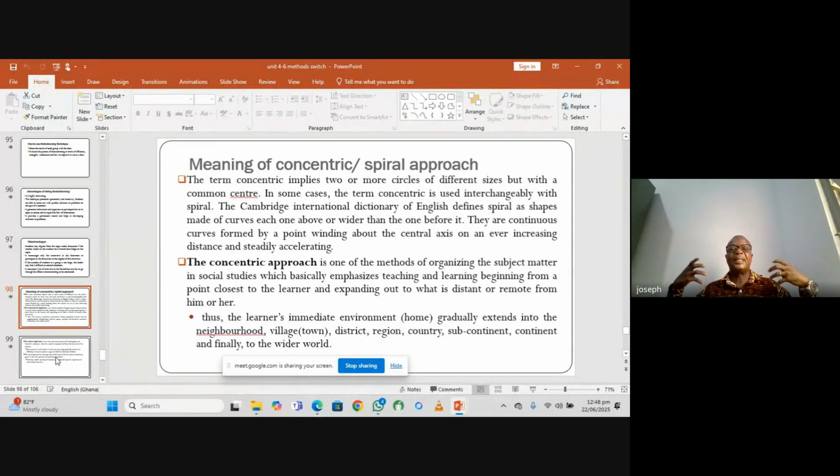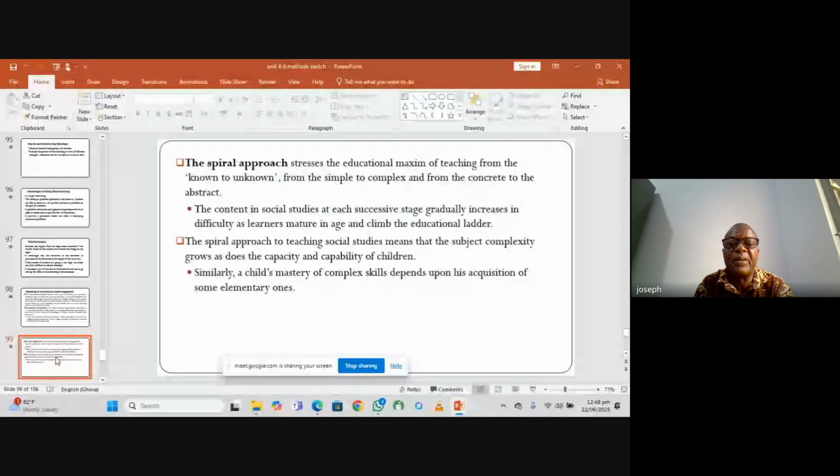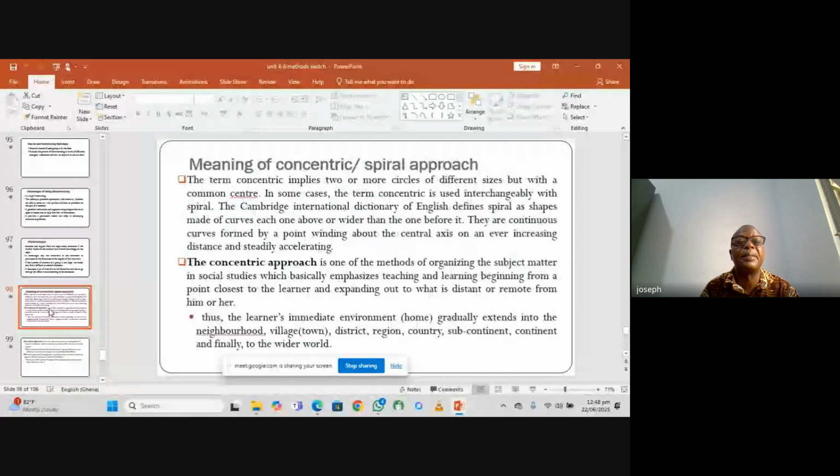So we don't start the examples from the outside world before you bring it closer to the child. No, we always start from the child's point of view or the environment before you now extend it to the outside environment. So that is the spiral approach. And it's based on teaching from known to unknown.